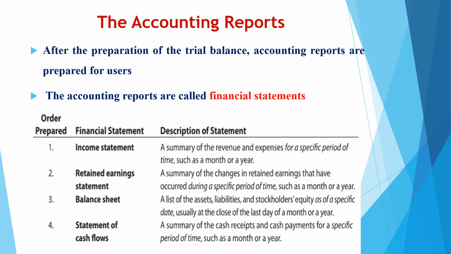The third financial statement is the balance sheet. It shows the assets, the liabilities, and the stockholders' equity on a specific date. The last financial statement is the statement of cash flows, which shows the cash receipts and the cash payments made in a specific point of time. However, in the following slides, we are going to explain the first three financial statements, but the last one, the statement of cash flows, is not required.